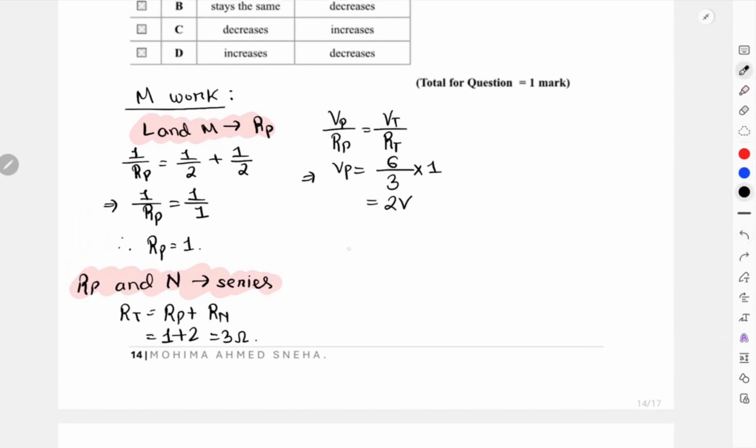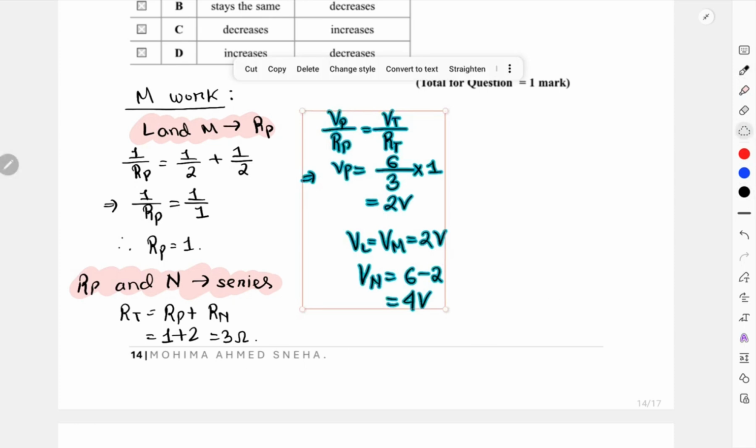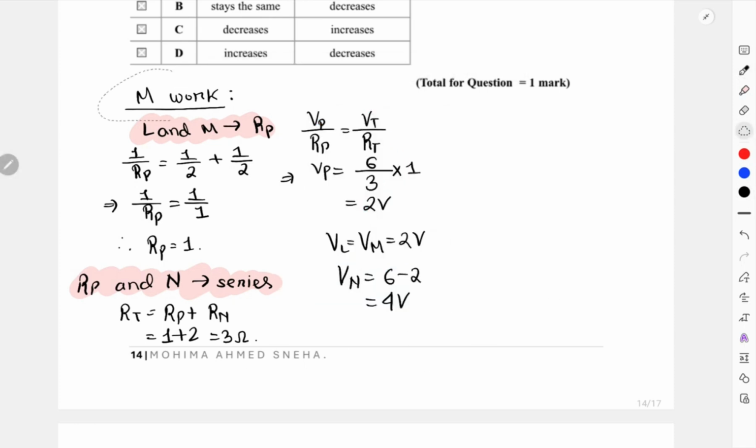Vn, sorry, VL and VM, as they were connected in parallel, are going to receive the same amount of voltage, right? So VL and VM would get 2 volt, whereas VN will get total minus that, 6 minus 2, so the voltage will be 4. Now, obviously, we can clearly understand that the voltage across component N was extremely large compared to the combination of L and M, right? These were all the workings for when M was still working.